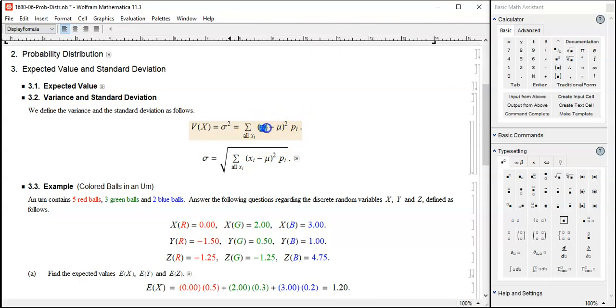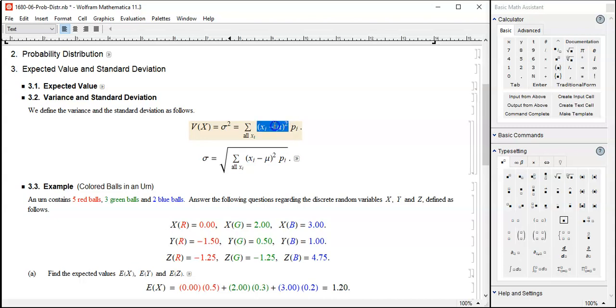Each outcome, or each payoff, minus the expected value, and square those. Now, if you don't square, if you simply take x minus mu and then multiply by the probability and add them all up, you're going to get 0, because this difference is called the deviation. Each deviation, xi minus mu, can be positive or negative, and they're going to cancel each other out. You're going to get 0.